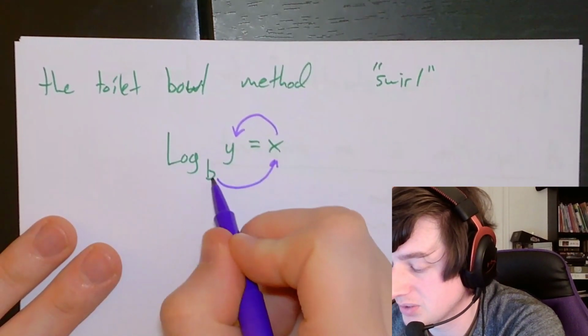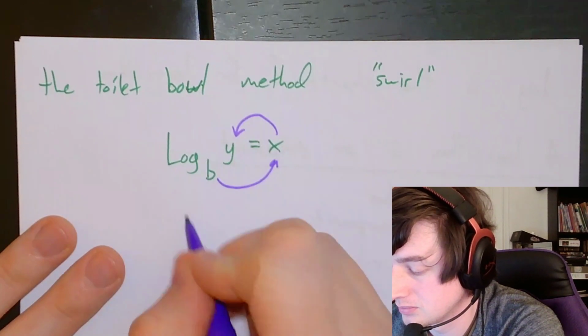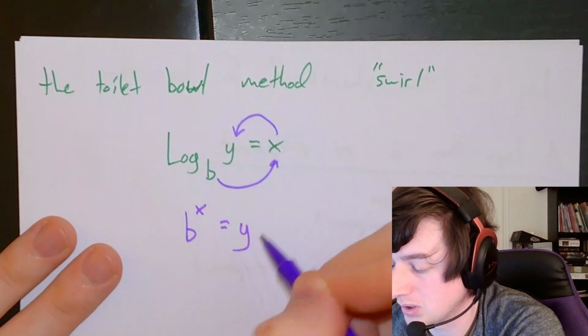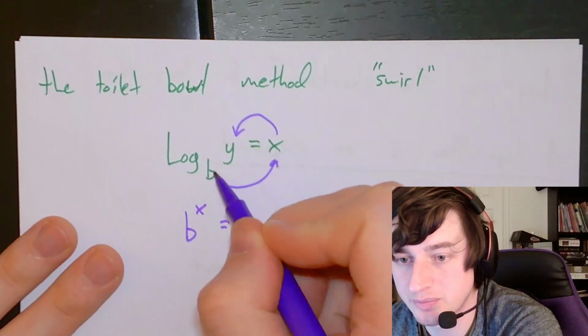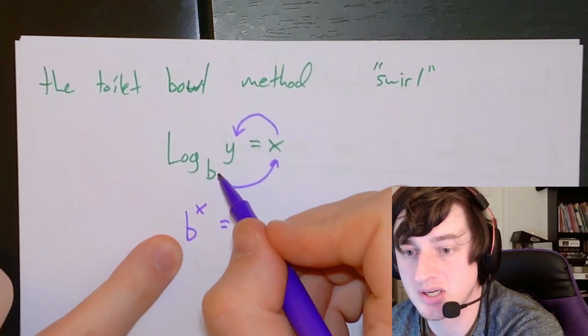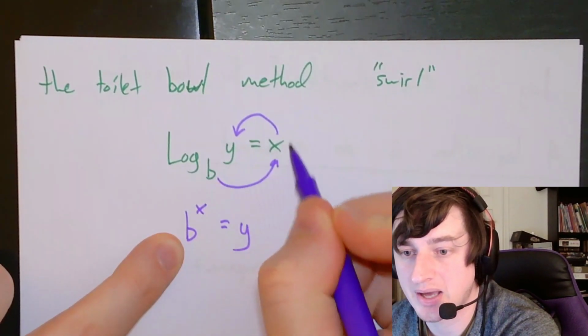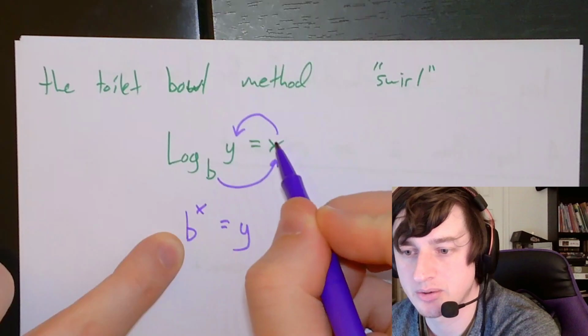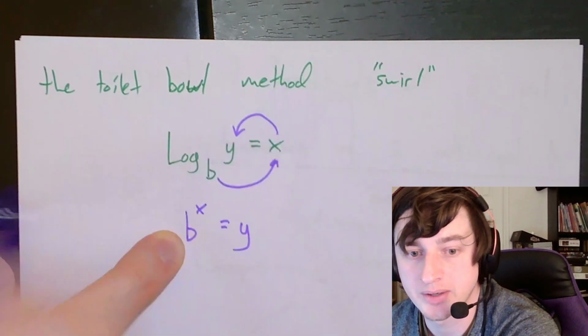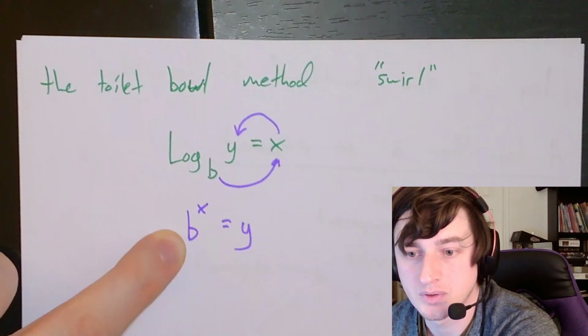So b to the power of x is equal to y. So we're using this swirl. We're starting from the base of the logarithm. The base of the logarithm matches with the base of the exponent. We raise to the power of x, b to the x power equals whatever's inside the logarithm, equals y. Okay.